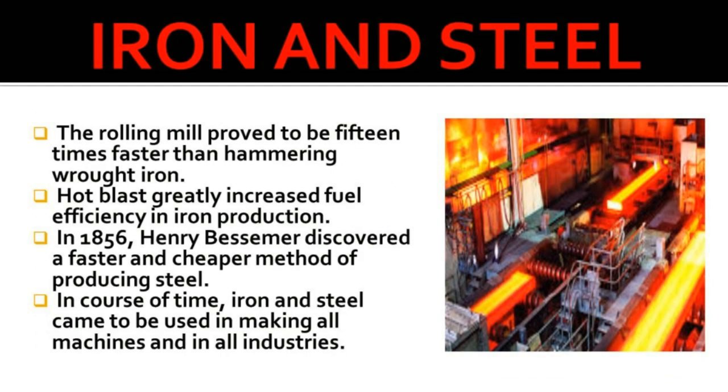Iron and steel. The rolling mill, that is, a machine for rolling steel or any other metal into sheets, proved to be 15 times faster than hammering rough iron. Hot blast greatly increased fuel efficiency in iron production. In 1856, Henry Bessemer discovered a faster and cheaper method of producing steel. In course of time, iron and steel came to be used in making all machines and in all industries.